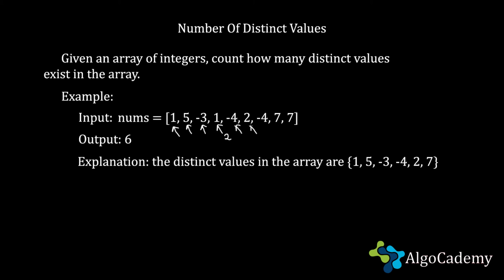-4, first appearance, solution is 4. 2, first appearance, solution is 5. -4, second appearance here, we're not going to take into account. 7, first appearance, yes, and the second 7, because it's on the second appearance, we don't take it into account for our solution. So as you can see, we have incremented our solution only on a couple of elements from the array. Now we need to find a smart way to check if some element has already been encountered in the past.